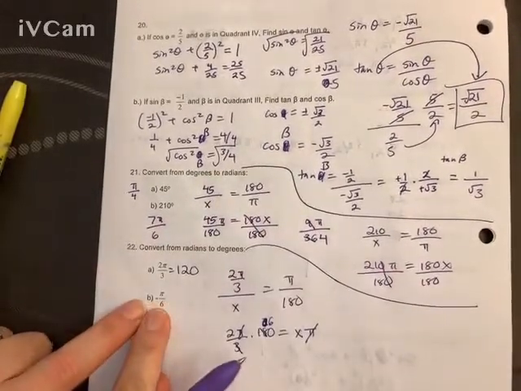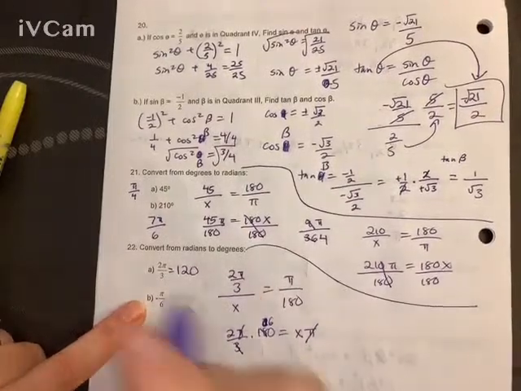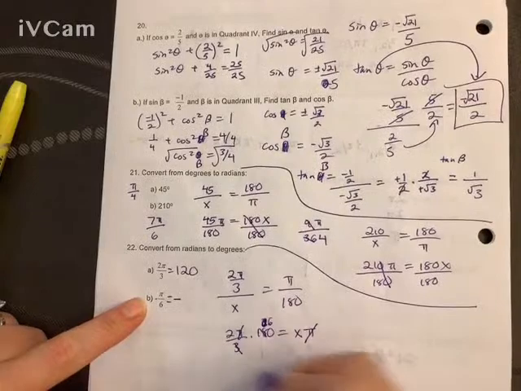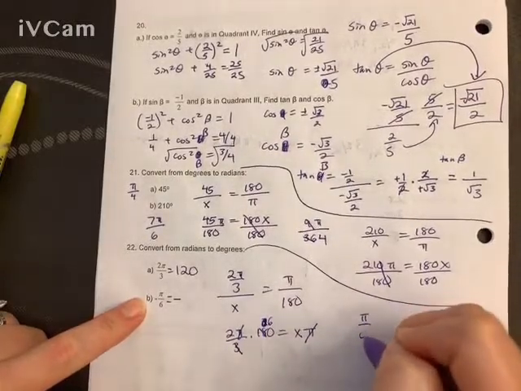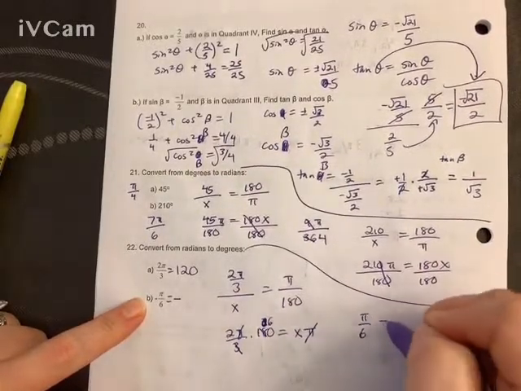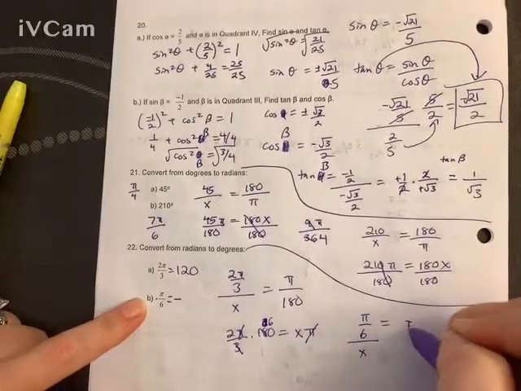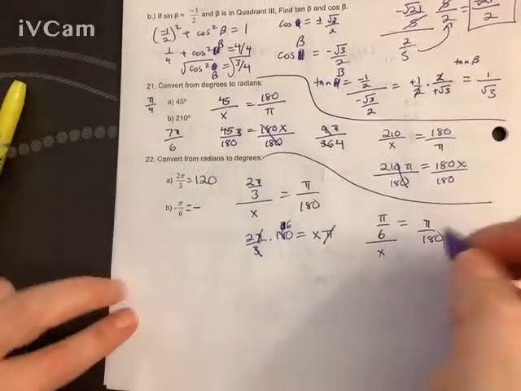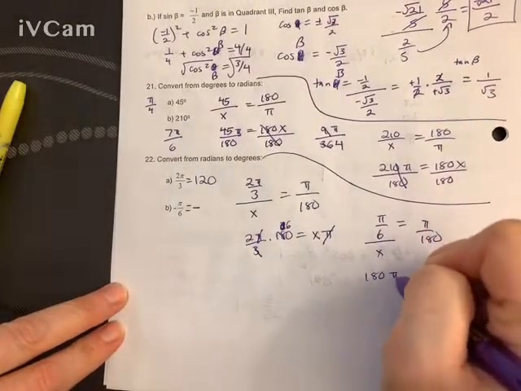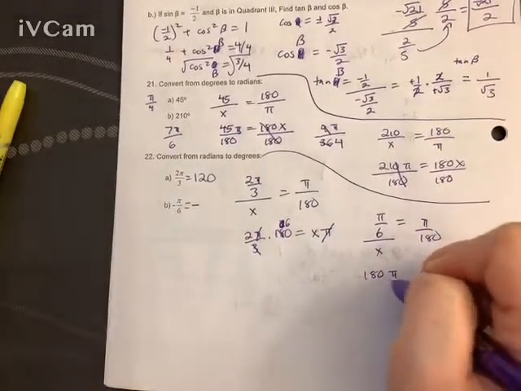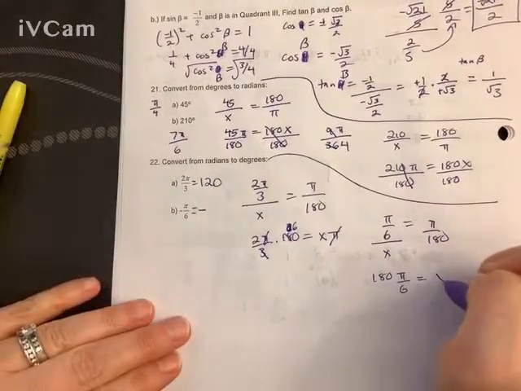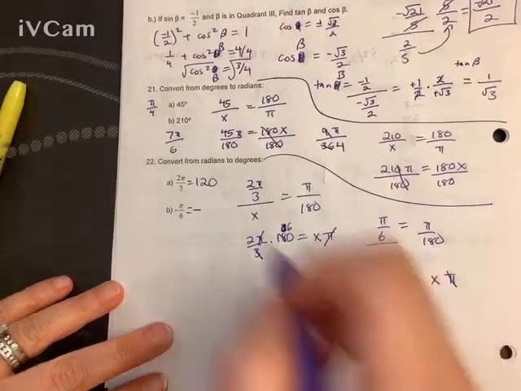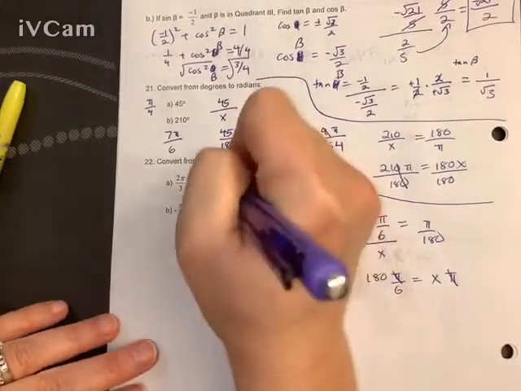Okay, so see how this last one is negative? I'm not even going to worry about the negative. I know my answer is going to be negative. I'll write it down. And I'll just worry about the pi over 6. Pi over 6 over x equals pi over 180. And I've got 180 pi over 6 equals x pi. These cancel. 180 divided by 6. So this is just going to be negative 30 degrees.